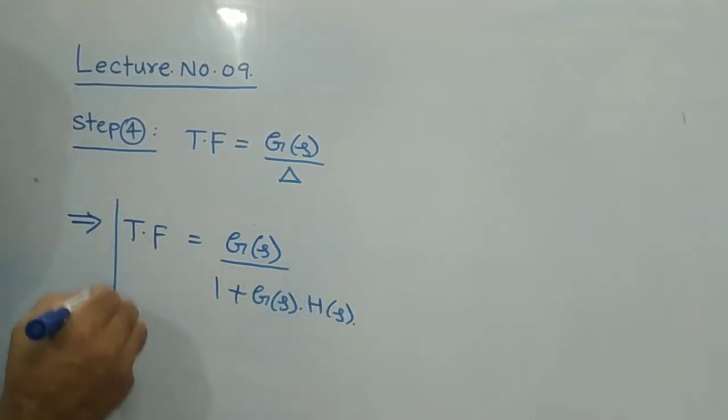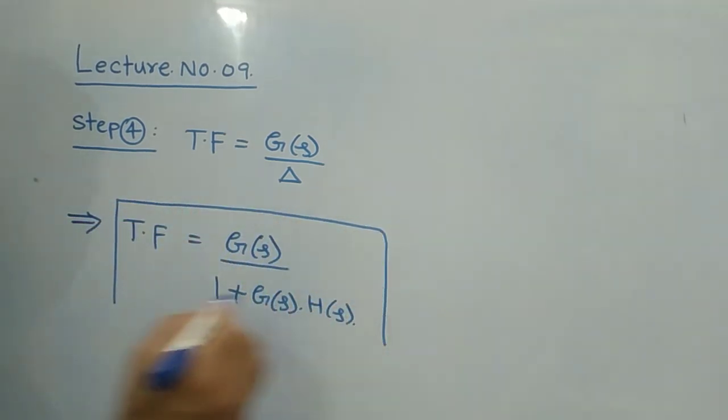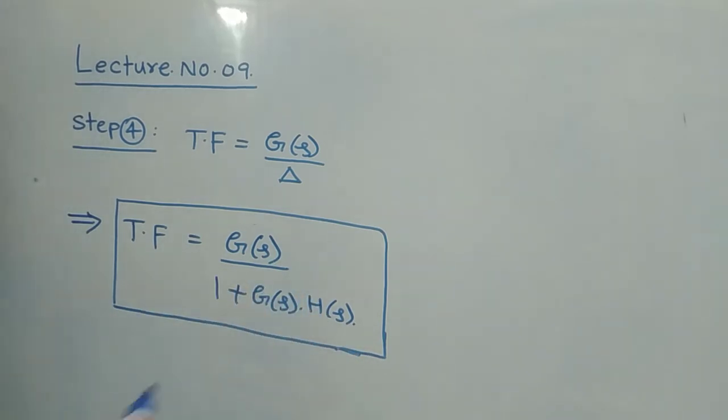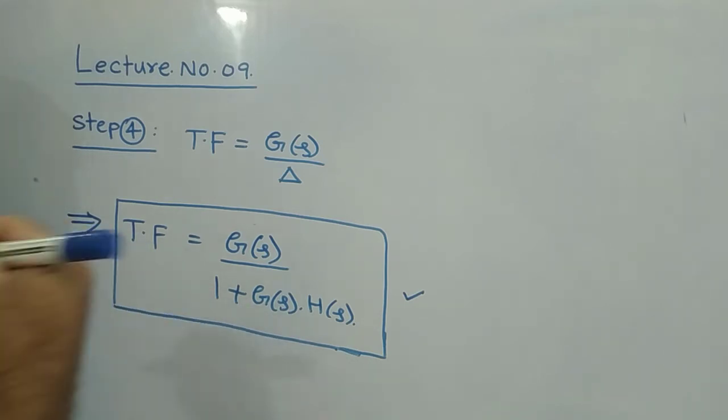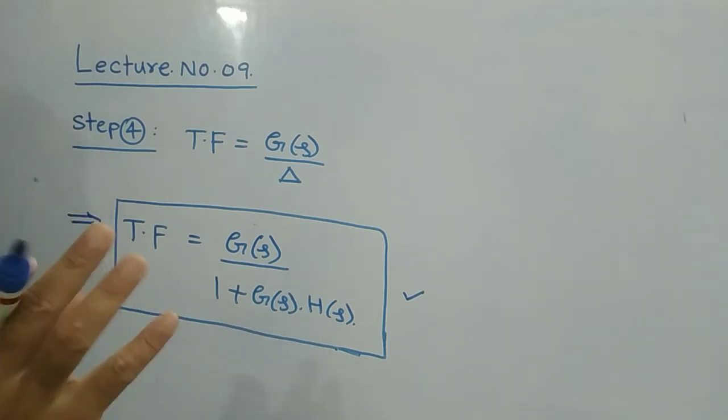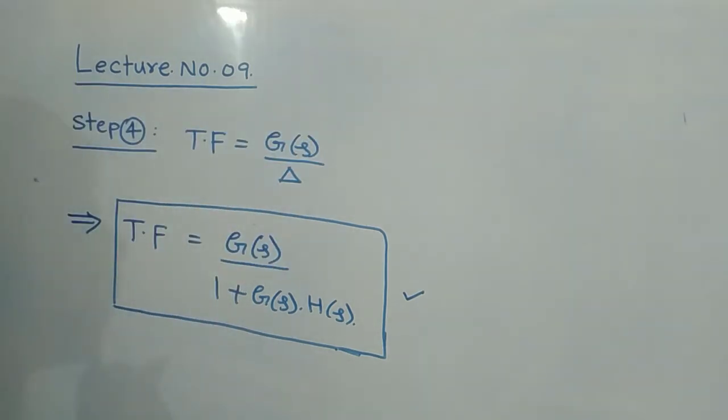That is the transfer function of the signal flow graph method. This is the final answer of the signal flow graph for the simple example which we have considered, in order to find out the transfer function. This is the transfer function. Likewise, we have applied all the 4 steps to that simple example, and finally we have obtained the transfer function.